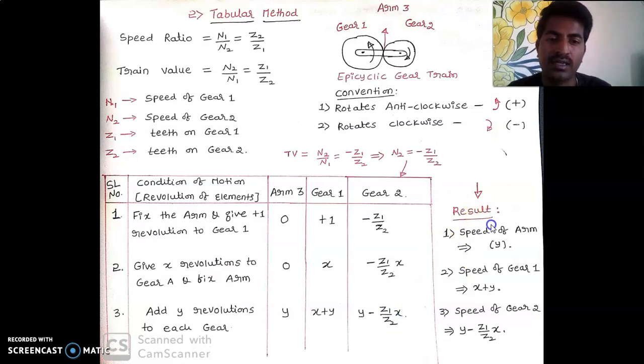Now what is the result from the above data or the table is that we have got the speed of the arm as Y. See, arm 3, speed of the arm is Y. Then what is the speed of the gear A or gear 1? It is X plus Y. Okay. When you get the numericals, you will get to know the value of this, right? And gear 2 will rotate this much speed. So speed of the gear 2 is Y minus Z1 by Z2 X. This is a very easy and convenient method to solve the gear train problems by using the tabular method. Okay, we will see one question on this.